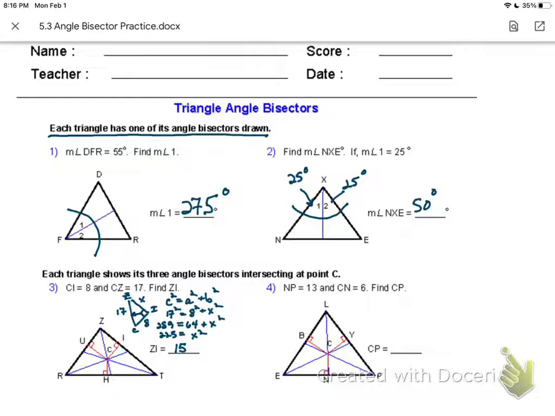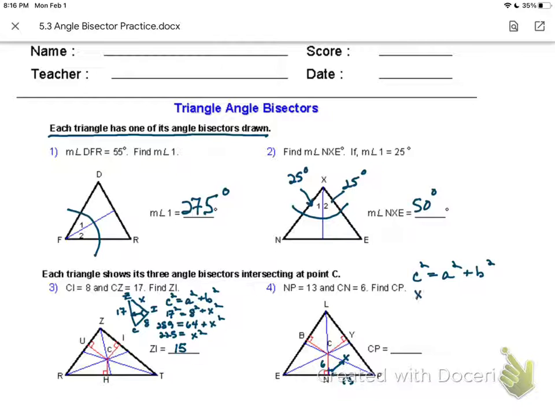So let's look now at number 4. Number 4 is going to be the same kind of problem. If they tell you that NP is 13 and CN is 6, they want to find CP, which I'll put an X right here. Now, this is a right angle here, so I know that this time the X is my hypotenuse. So I'm still going to write my c squared equals a squared plus b squared. The c is always the hypotenuse.